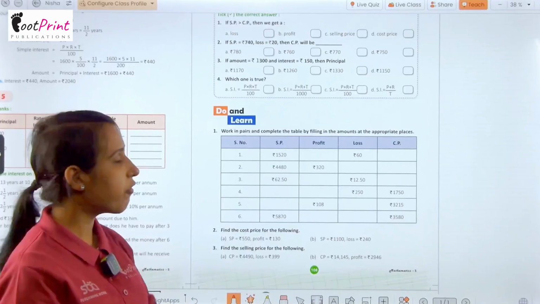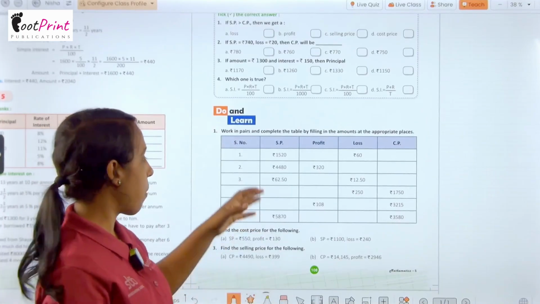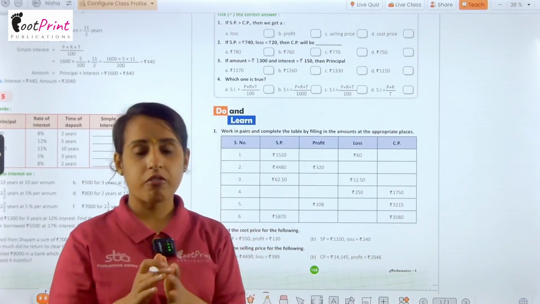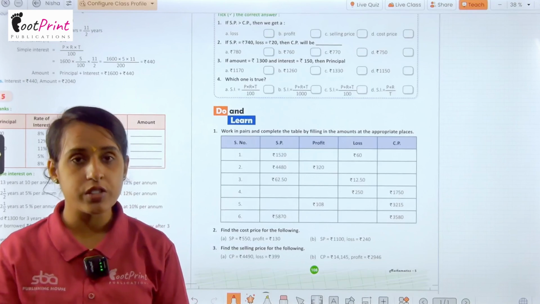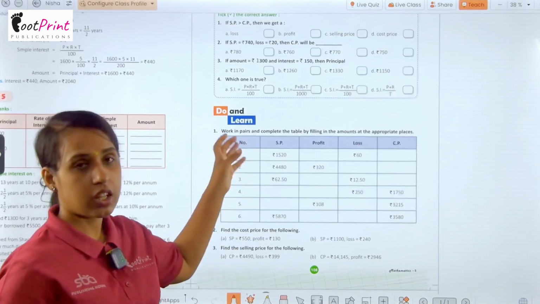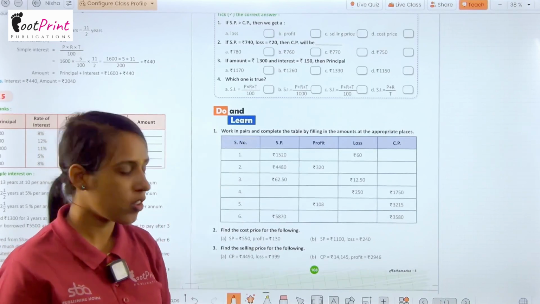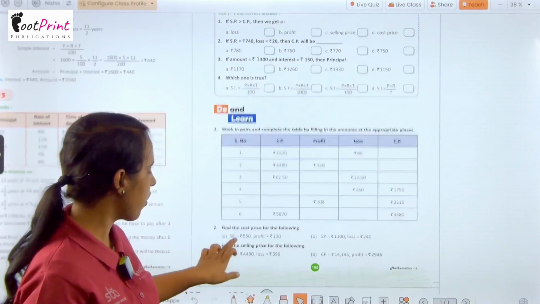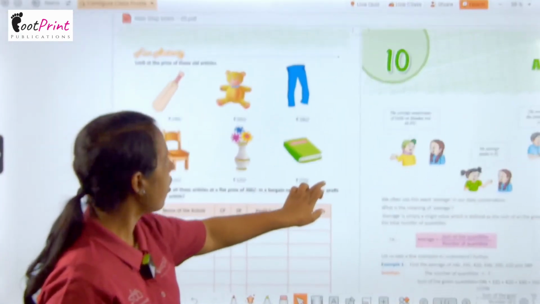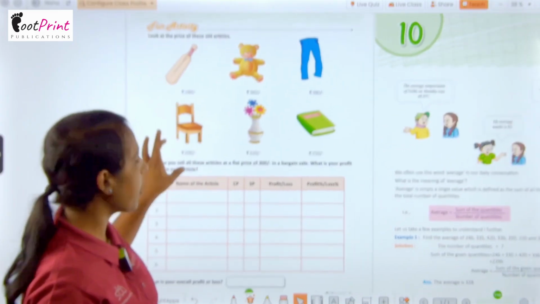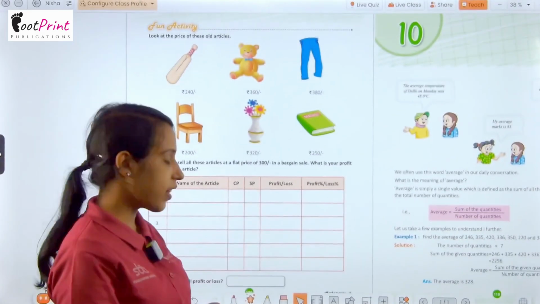So now we have the Do and Learn part. In this part we have some questions. You have to try to do these questions by yourself and check your learning of this chapter. Okay, now we are moving ahead. So we have a fun activity that you will try to do by yourself and enjoy.